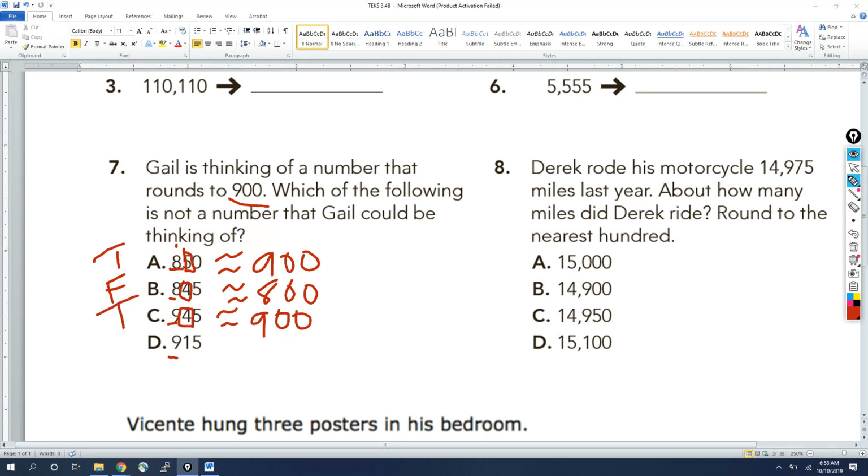And then we have 900. Box the 1. 1 is a weak number, so the 9 stays the same.